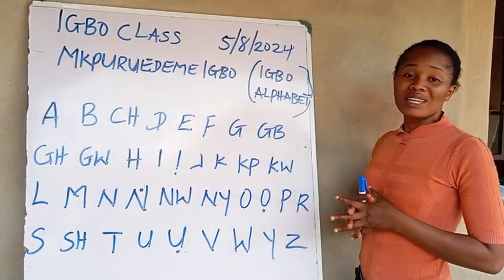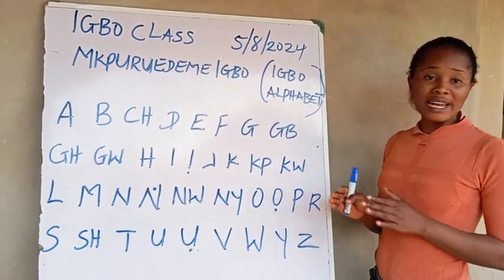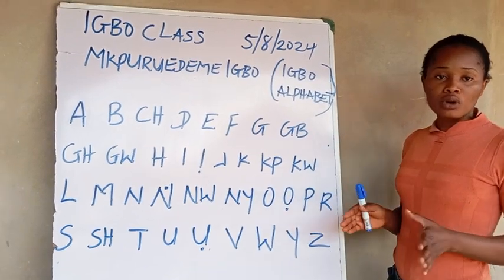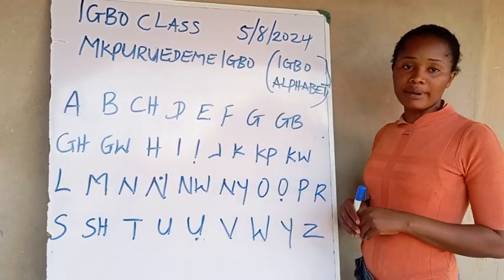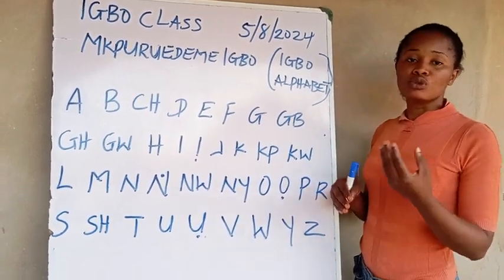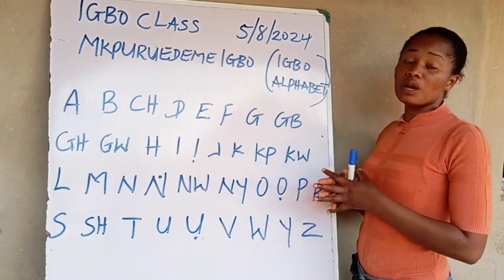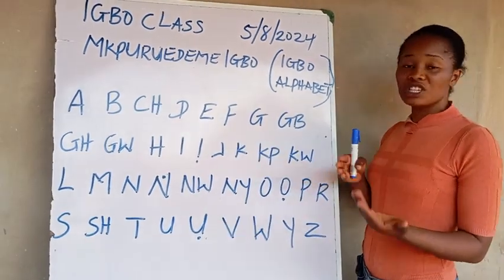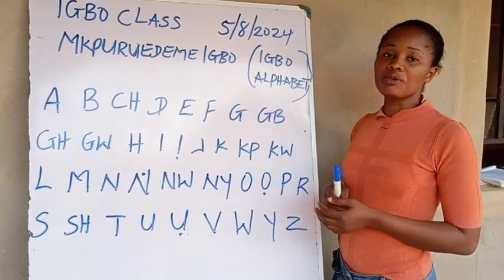Today we are to learn Igbo alphabets. In Igbo, Mkpụrụedemede Igbo. We all know that every language has its own alphabet, which helps them to speak and to write that particular language. Today we are looking at the Igbo alphabet, which helps Igbo people to start writing their Igbo using the Igbo alphabet.